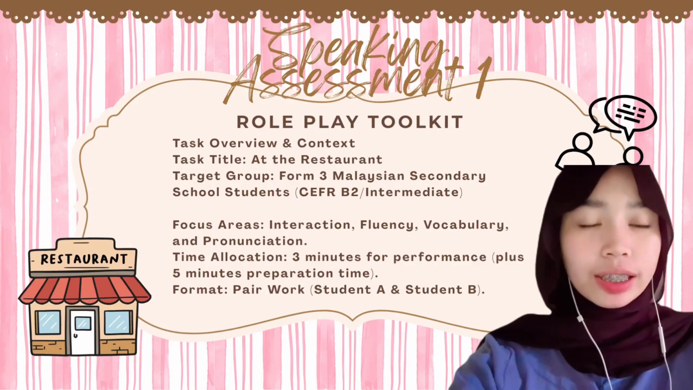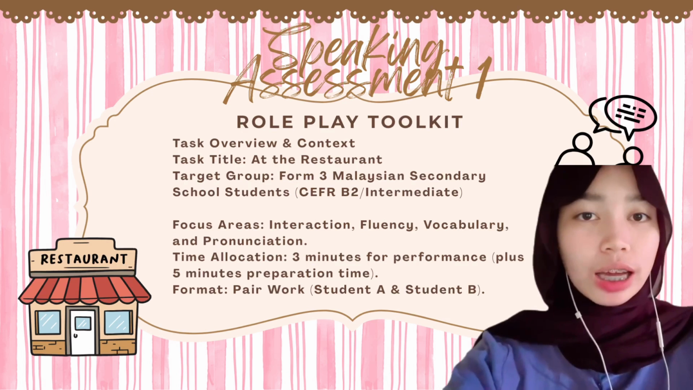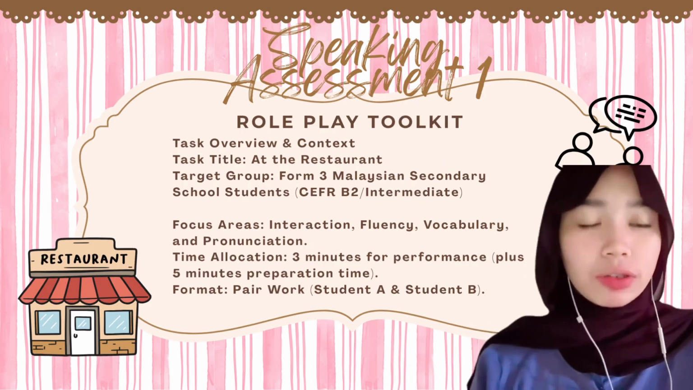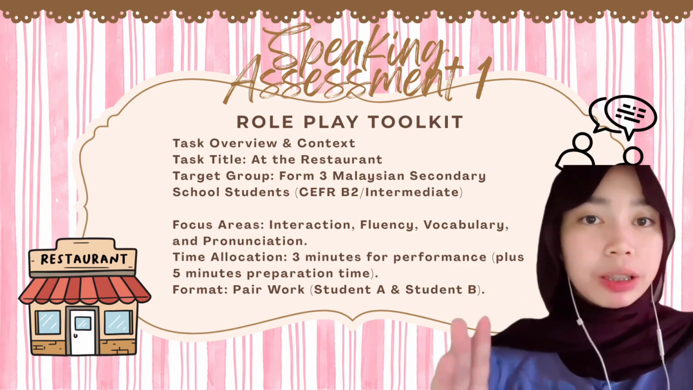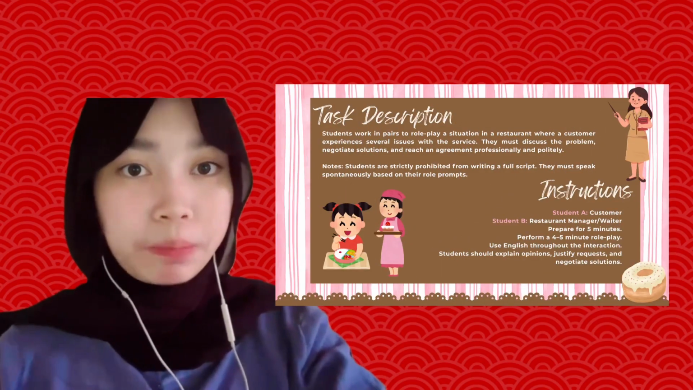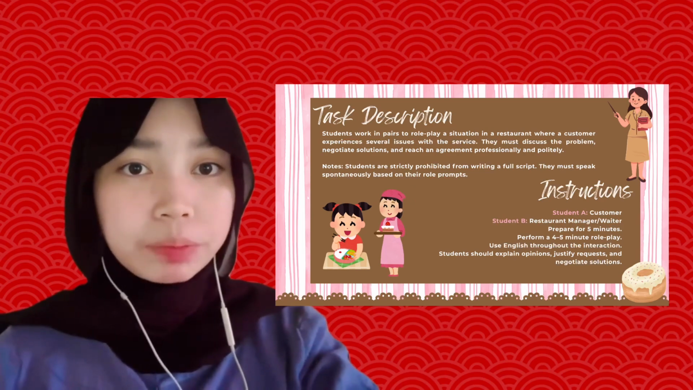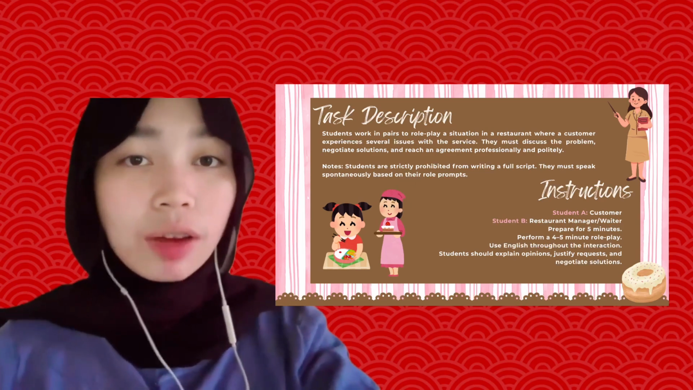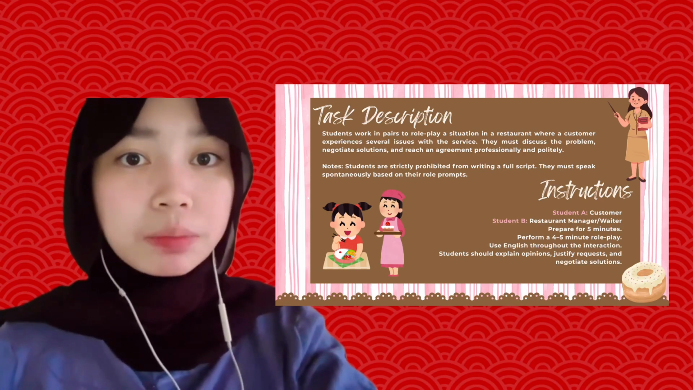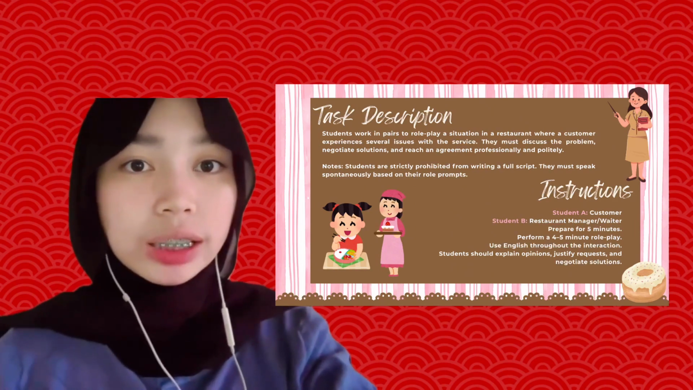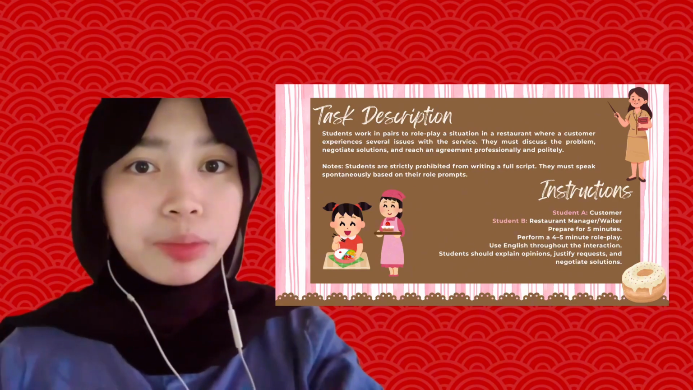I'll be presenting Speaking Assessment Task 1, the Roleplay Toolkit. This task is called At the Restaurant and is designed for Form 3 students at a B2 level. It's a paired activity with 5 minutes of preparation and a 3-minute performance. For the task description, students work in pairs to roleplay a situation in a restaurant where a customer experiences several issues with the service. They must discuss the problem, negotiate solutions, and reach an agreement. The most important rule here is no scripts allowed.